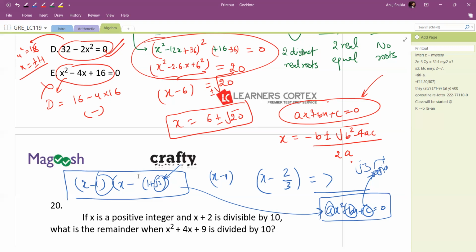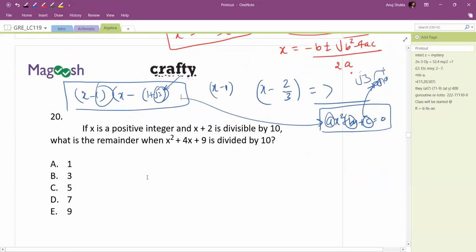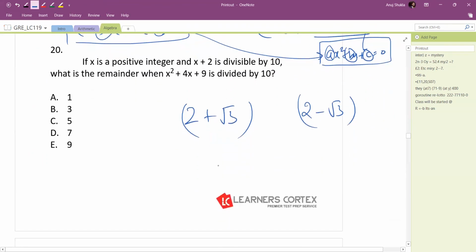But if one irrational number comes as a root, then the other root will also be irrational. Irrational roots always exist in pairs. Suppose one root is 2 plus root 3, then the other root automatically will be 2 minus root 3. You would have seen examples in your school: x square minus bx plus c is equal to 0. One root is given as 2 plus root 3. What is the value of b? Or what is the value of c?